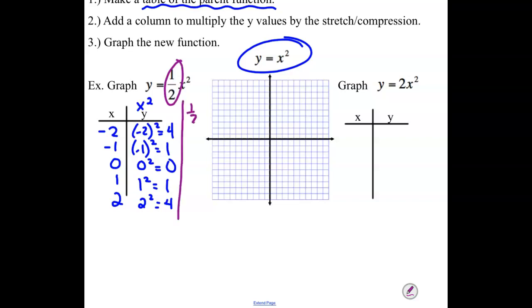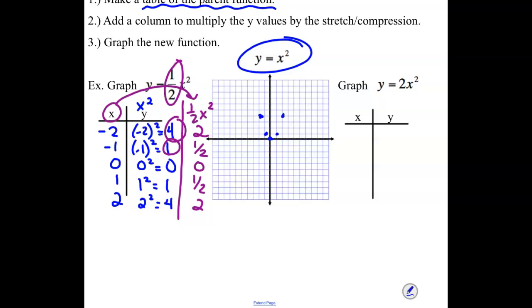So it's going to take all our y values and compress them to half their size. Okay, so if we want 1/2 of our x squared, we need half of 4. We need half of 1. Half of 0 is still 0. Half of 1, half of 4. So we are going to graph these x's, but paired with these new y values. Okay, so our first ordered pair, let's actually start with our parent function. Let's go ahead and graph that. -2, 4, -1, 1, 0, 0, 1, 1, and 2, 4.